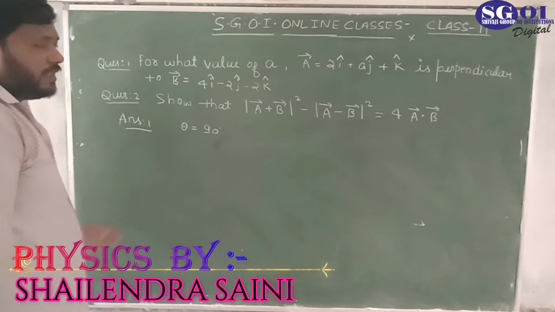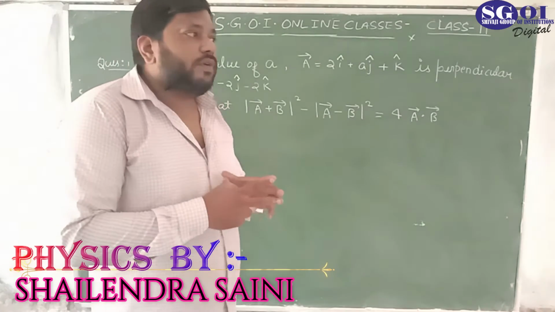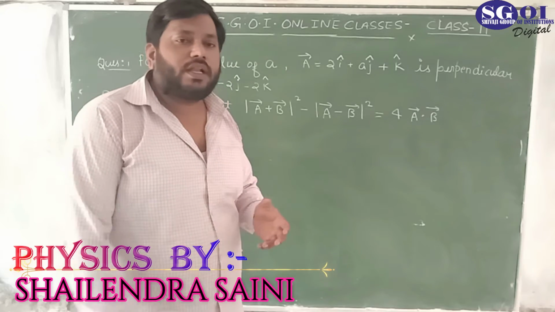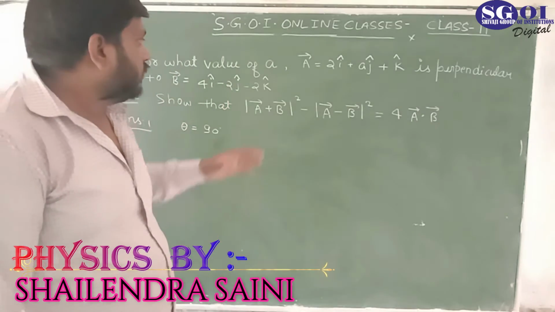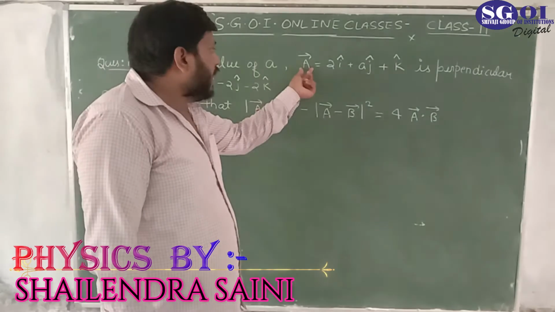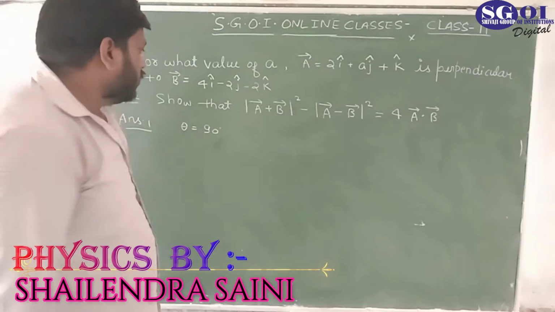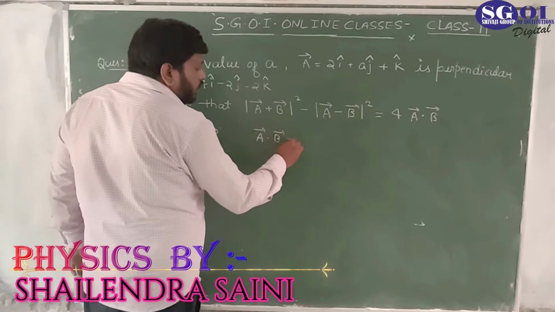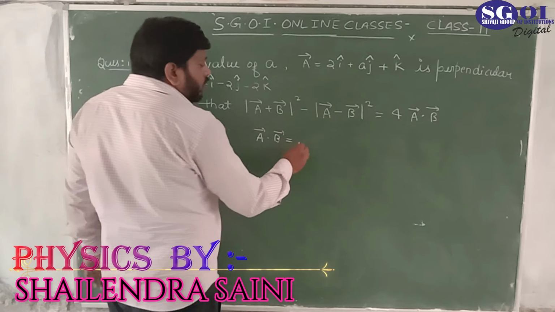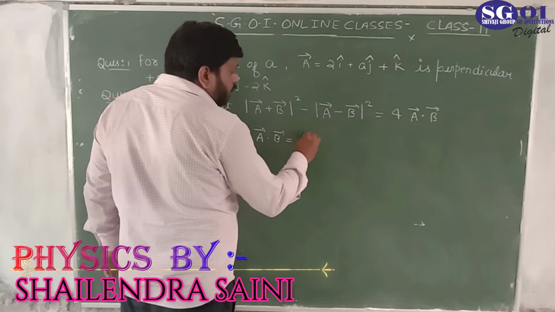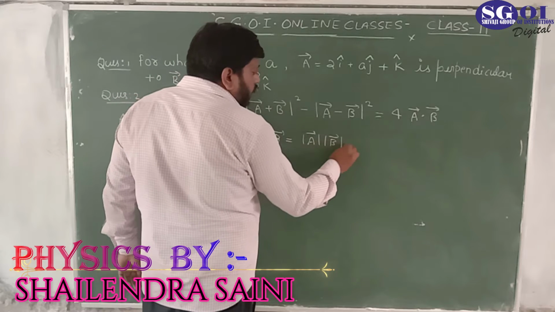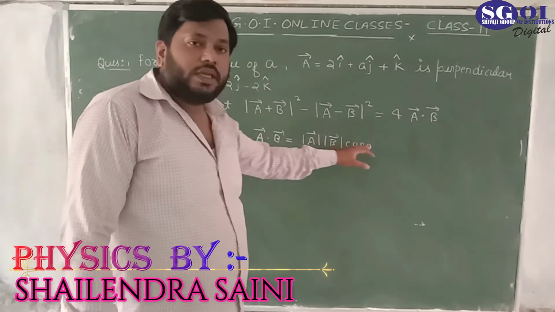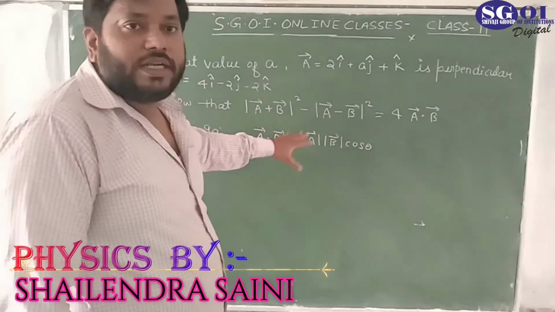So how would we do this type of numerical problem? A problem which is related to an angle, or related to either perpendicular or parallel, we have to find the dot product. So we have to just find the dot product of these two vectors. So what is the dot product? You know already, the dot product a dot b equals mod a mod b cos theta. This is the formula for the dot product of the two vectors, mod a mod b cos theta, and theta is here 90 degrees.